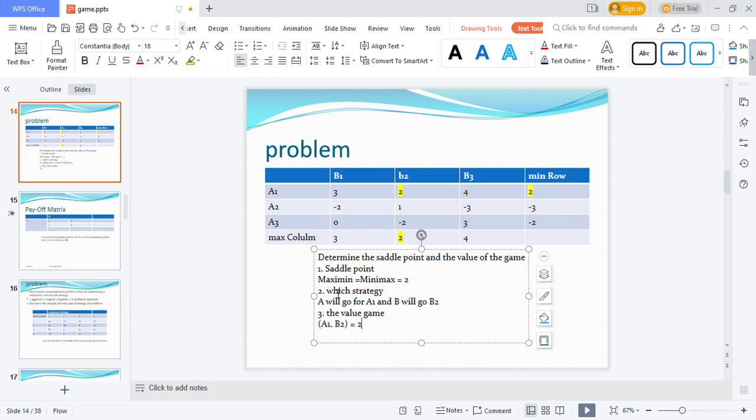So at the saddle point, maximin equals minimax, which equals 2. Which strategy? A will go for A1 and B will go for B2. So the value of the game for A1 and B2 equals 2. That is how to determine the saddle point and the value of the game.